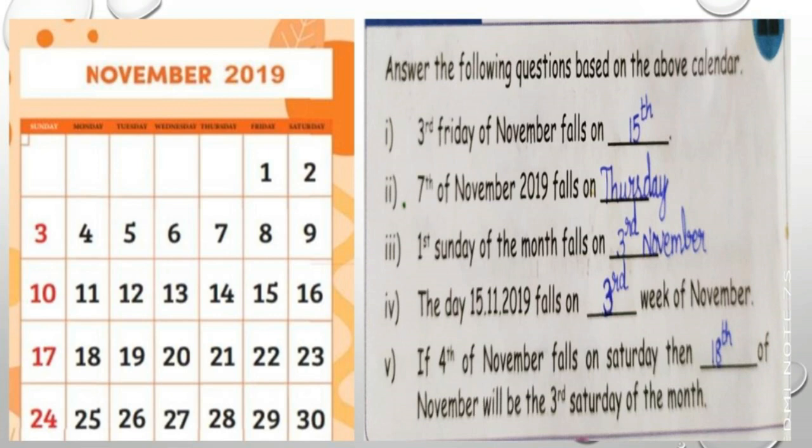The day 15/11/2019 falls on dash week of November. It's the third week of November. The 4th of November falls on Saturday. Then dash of November will be the third Saturday of the month. Yes, it is the 18th of November.